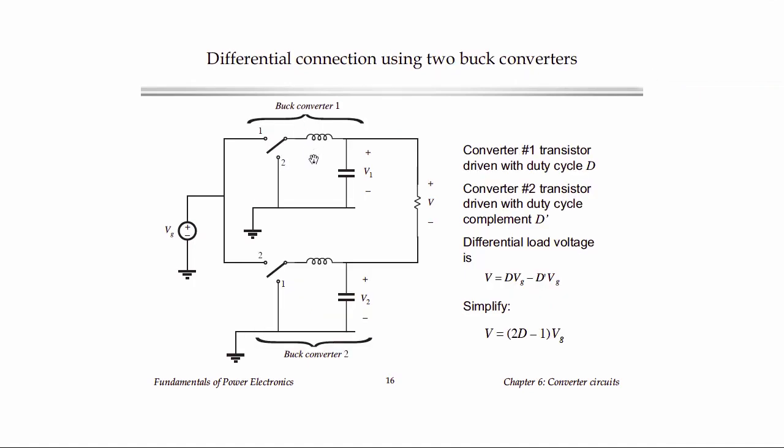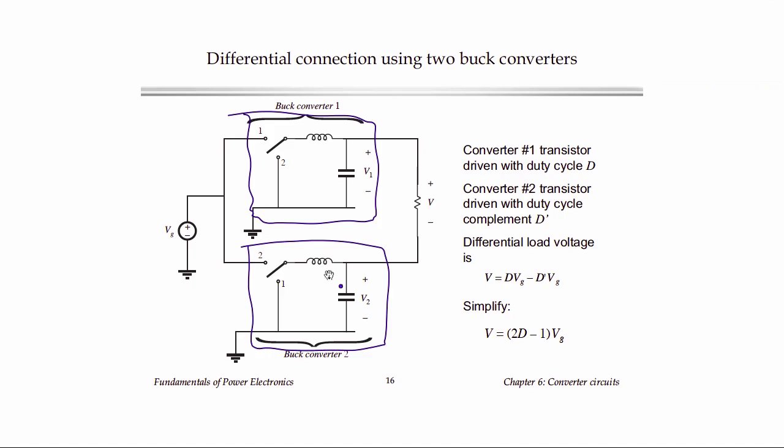So here we'll draw out the circuit. Here's buck converter number 1 with its switch and LC filter. Here's buck converter number 2 with its switch and LC filter. And what we're going to do is drive buck converter number 2 with the complement of the duty cycle of converter 1. So if we drive the transistor of buck converter 1 with, say, the duty cycle D, then buck converter 2 will have its transistor driven with D prime.